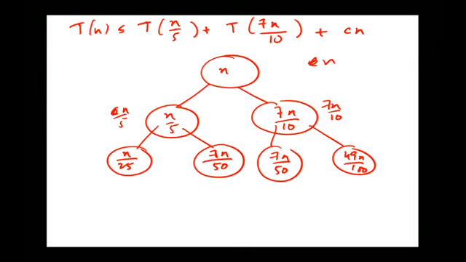So what is the work at this level? n. What about the next level? It's n over 5 plus 7n over 10, which is 9n over 10. What is the next level? We will do some algebra. Can somebody guess? Oh, sorry, 100. Yes, thank you.